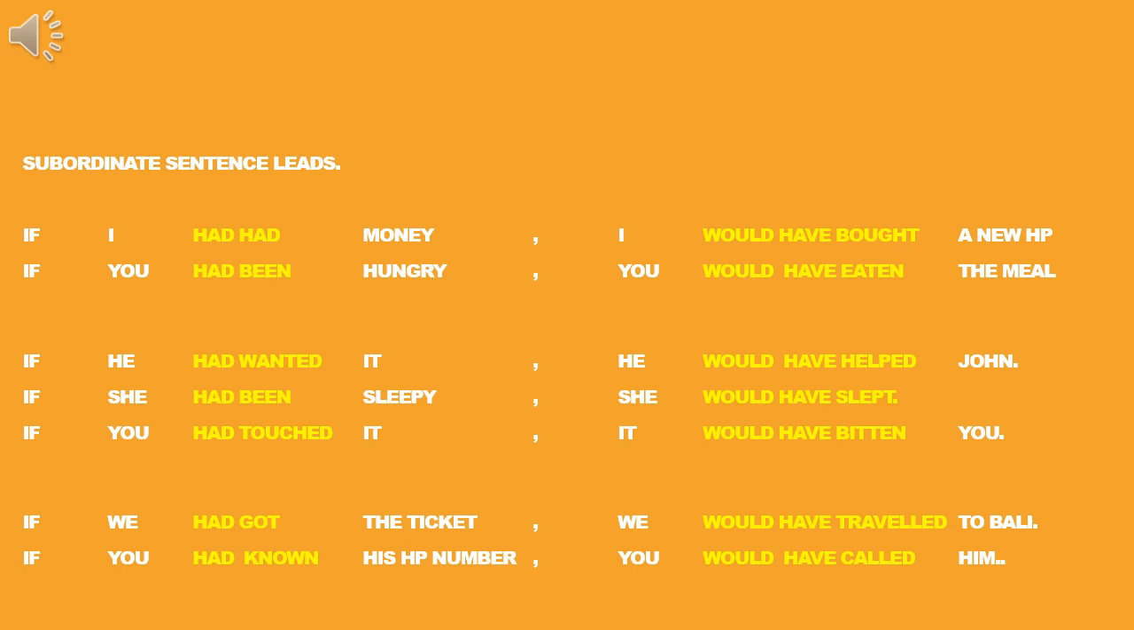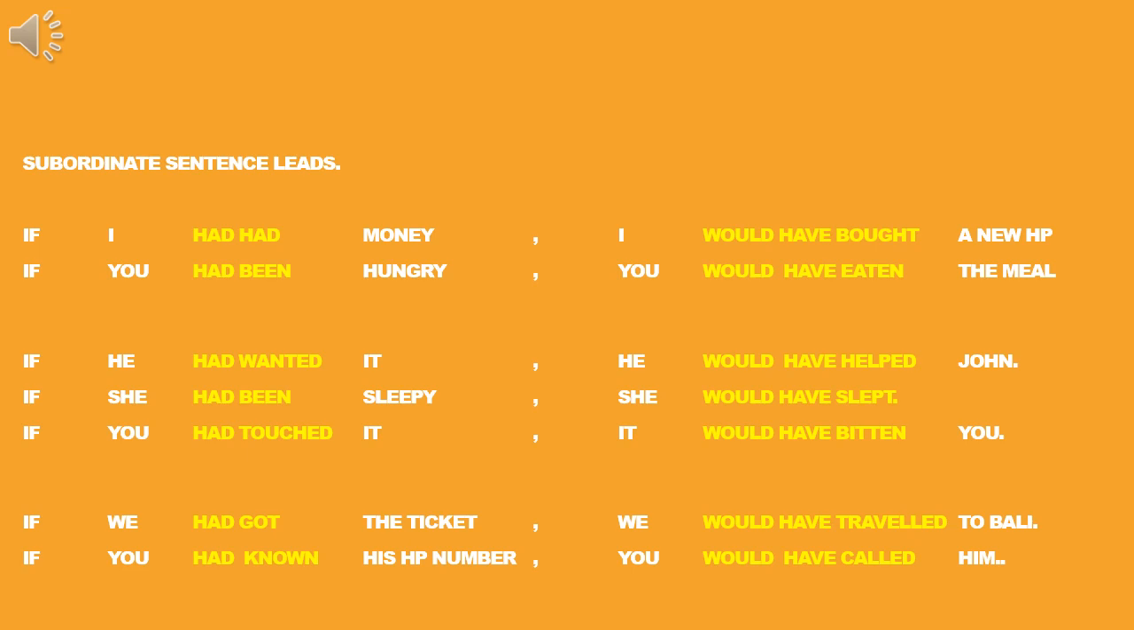Here, if I had money is the baby sentence, from if until the comma. It is the subordinate or baby sentence. Then starting from subject I would have bought a new handphone. It is the mother sentence. If I had money, I would have bought a new handphone.